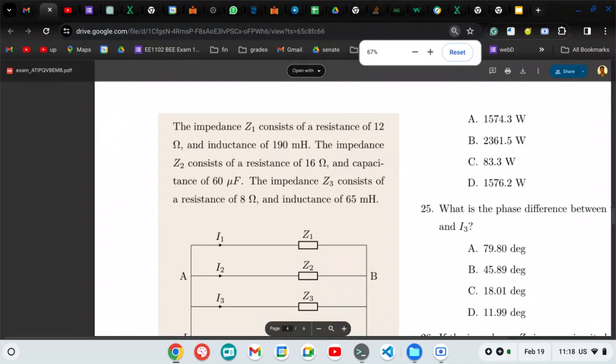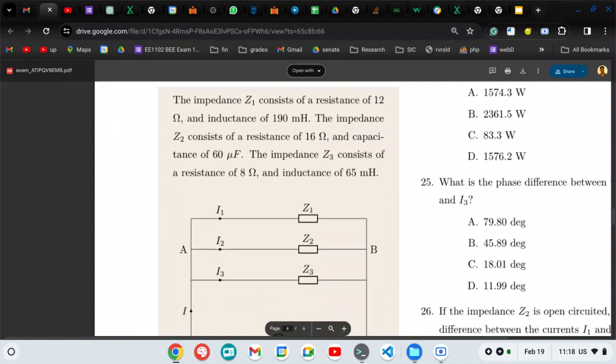Again, I will be going actually slowly, but it will feel like I'm going very fast. So you stop me if you didn't understand any step. Now the first job is calculating the impedances. You don't have to write notes because anyway I'm recording my screen.